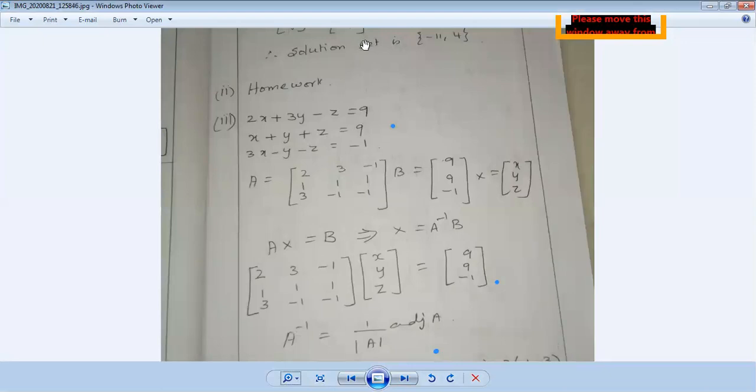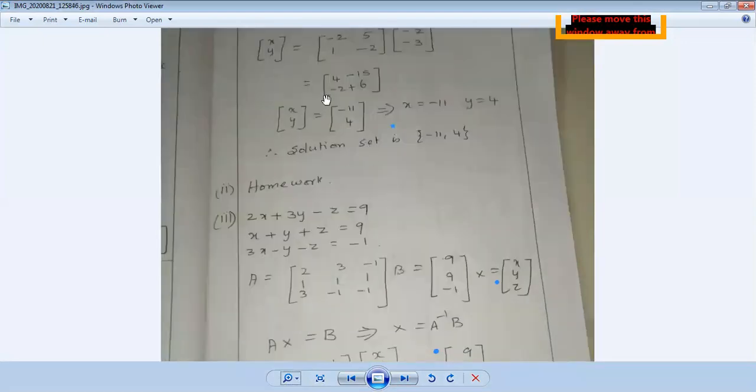Next one is simplify. So the matrix X: substitute in the formula AX is equal to B. So X is equal to A inverse into B. So first write down the inverse matrix. A inverse is equal to minus 2, 5, 1, minus 2. And the B matrix is minus 2, minus 3.